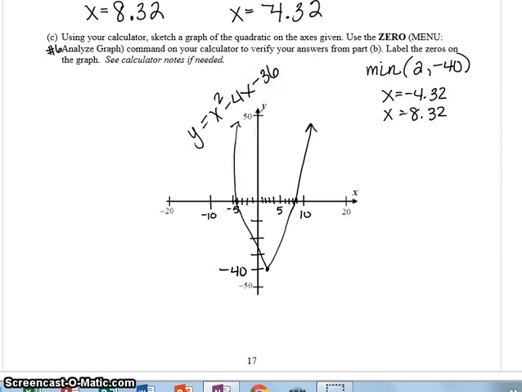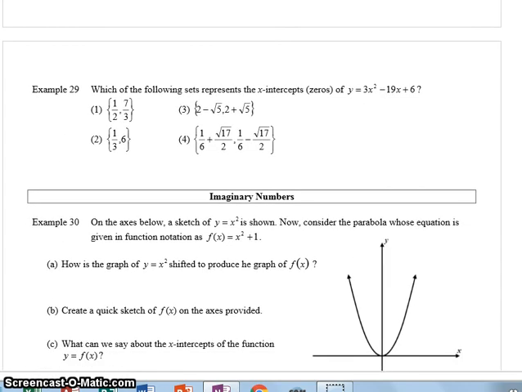Okay, last example here. Example 29. Which of the following sets represents the x-intercepts, the zeros, of that? Well, what you could do is use your polyroots. And if you polyroot this, it's going to give you the answers right away. Or you could graph it and then find the x-intercepts that way.